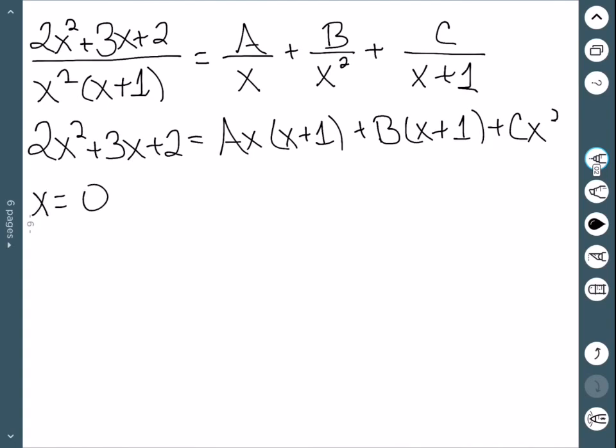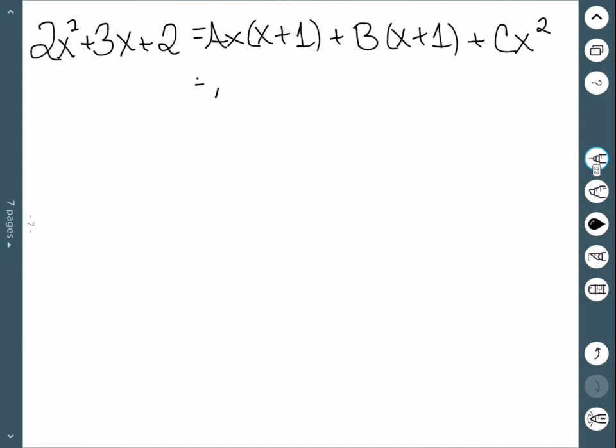Letting x be equal to 0, on the left I get a 2, and on the right, the A and the C terms cancel. I'm left with 1 times B. So B is equal to 2. I could also let x be equal to negative 1. On the left, I would have 2 minus 3 plus 2, which is 1. On the right, the A and the B terms cancel, and I'm left with 1 times C, so C is 1. However, this doesn't tell us what A is, and we're going to need to use our other method as well.